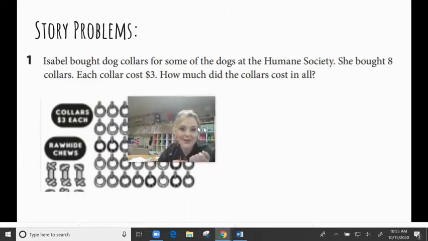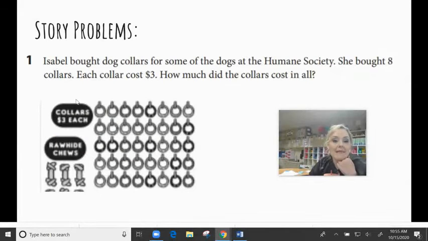All right, so let's go to the first problem. It says, Isabel bought dog collars for some of the dogs of the Humane Society. She bought 8 collars. Each collar cost $3. How much did the collars cost in all? Okay, so if I'm looking at this, it says she bought 8 collars, just 8, and each of the collars cost $3.